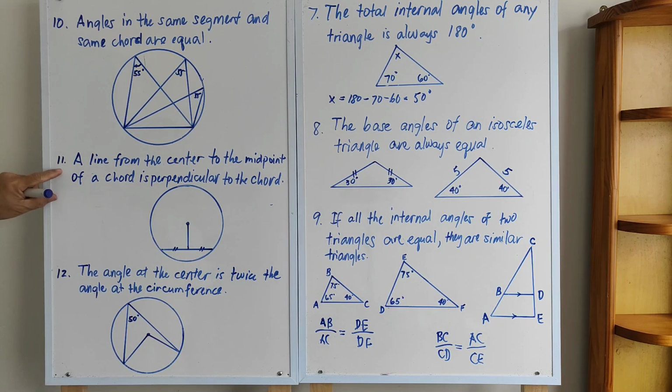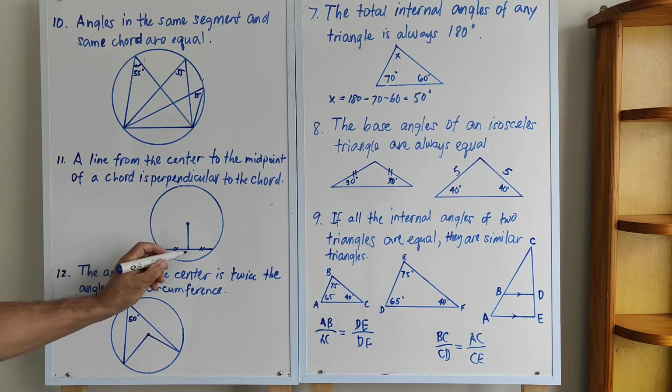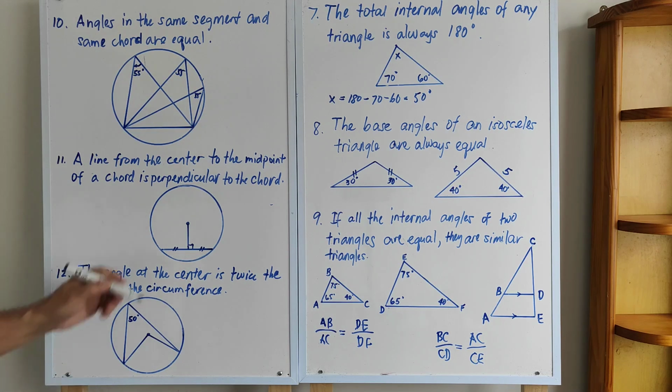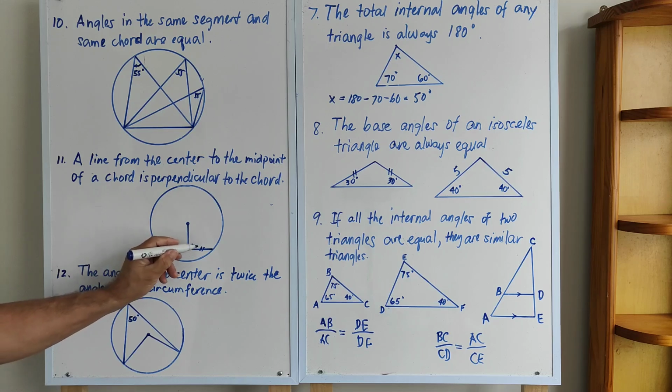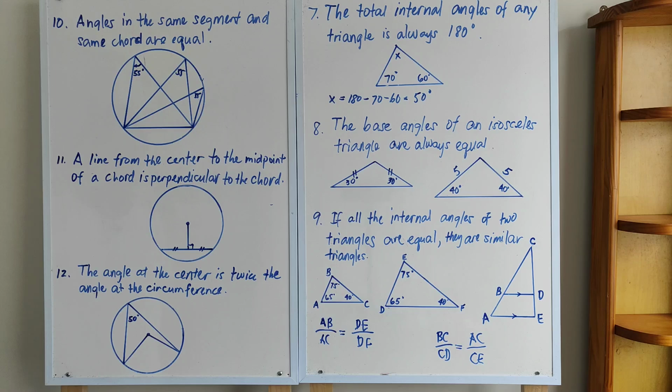Number 11, a line from the center to the midpoint of a chord is perpendicular to the chord. For example, there's a line from the center and it intersects the chord and divides it into 2 equal segments. Then this is perpendicular, or 90 degrees. In the same way, if a chord passes through a line and is perpendicular to this line, then this line segment is equal to this line segment.